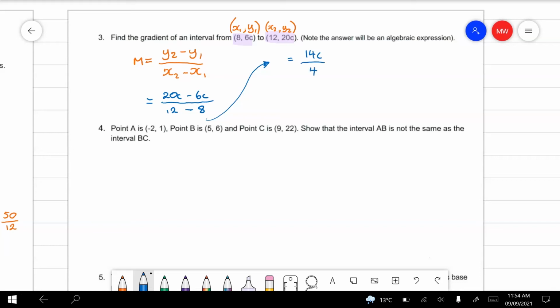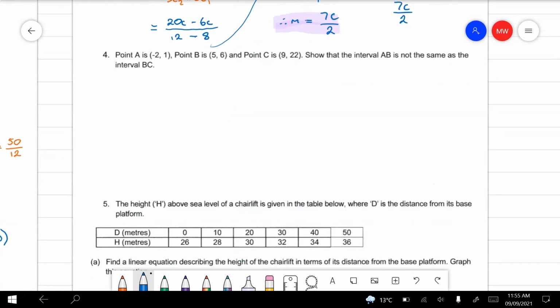I can simplify that fraction a little bit. So m is 7c on 2. Looks a bit strange as an answer, but if you have a look back at the question, the answer will be an algebraic expression, or in this case, an equation. Technically, an expression is just 7c minus 2 because there's no equal sign. All right.